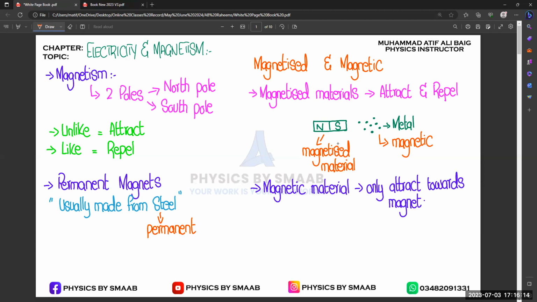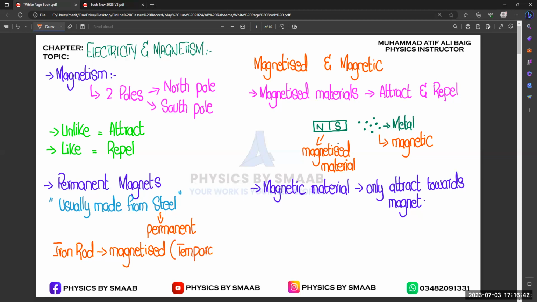In comparison with iron, let's suppose we take an iron rod and we try to magnetize this iron rod, so it can be easily magnetized. We will also discuss the method of how we will magnetize this. So it can easily magnetize and easily demagnetize, right? So it is a temporary type magnet.